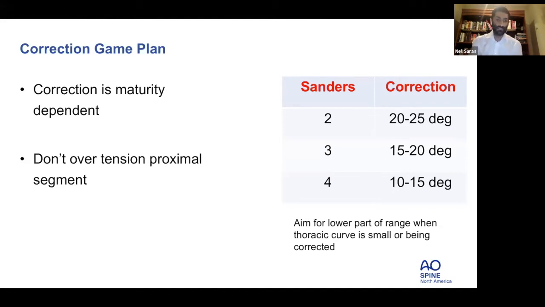The other thing is the proximal segments. I have this tendency to want to crank everything as straight as I can. And what we find is when you over tension those proximal segments, you throw the patient's balance off, because the upper part of the lumbar curve turns into the main thoracic curve and it throws them off. So you have to be very careful with the upper part of the segment.